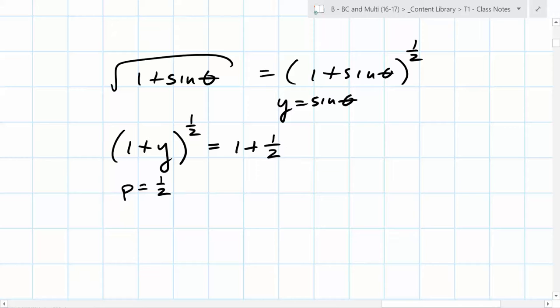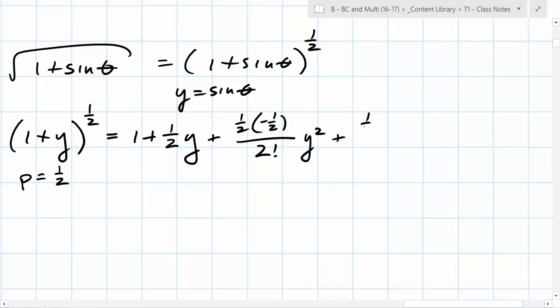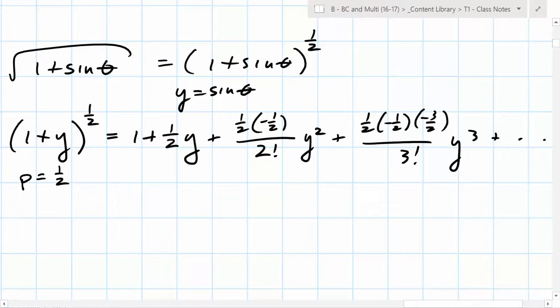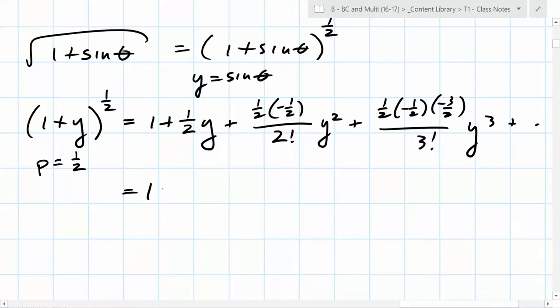So this is going to be 1 plus what? 1/2 y plus what? 1/2 times negative 1/2 times y squared plus 1/2 times negative 1/2 times negative 3/2 times y cubed. Let's stop there for a second. Can you clean those up for me? 1 plus 1/2 y, and what's this going to be? Minus what? 1/8 y squared.